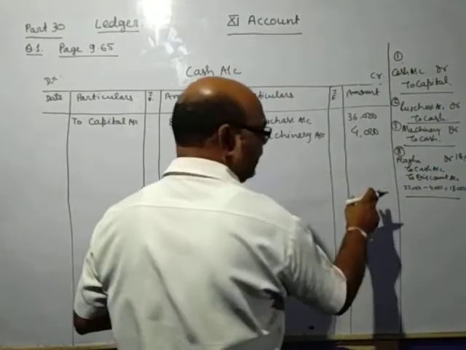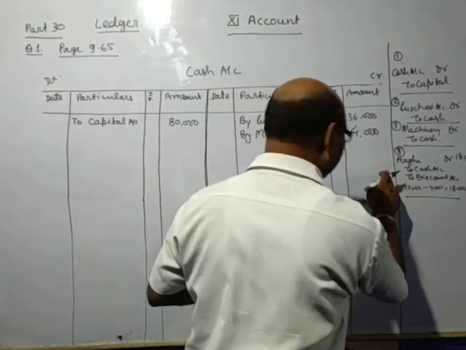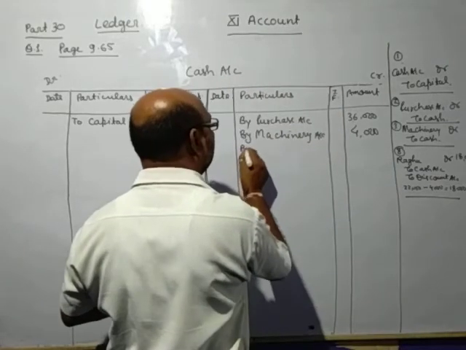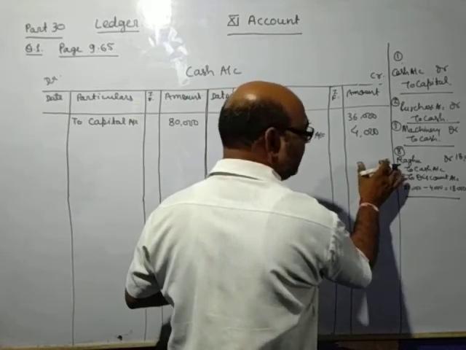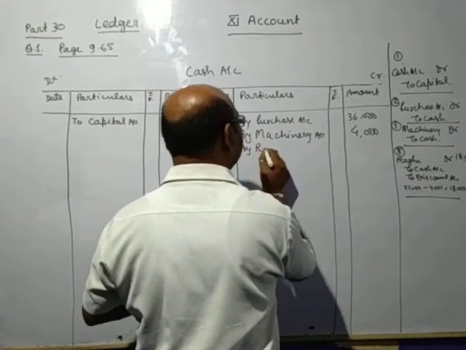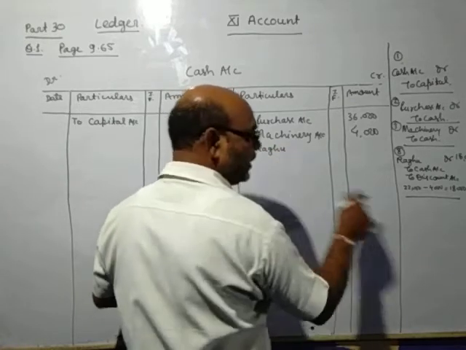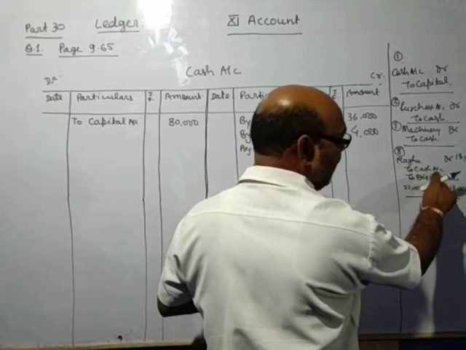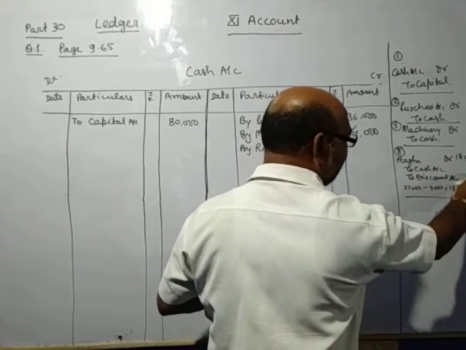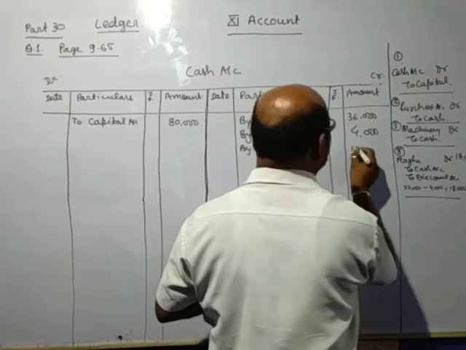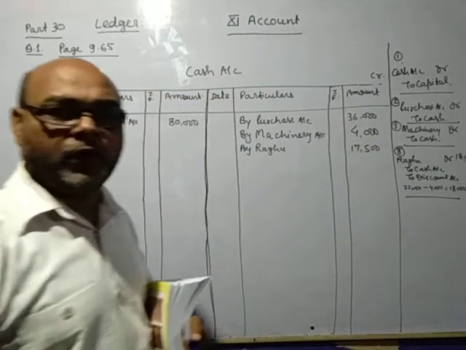Now here see, cash is credit. So on the cash account credit side you will write, but write the name of the debit item. Debit item is Raghu, by Raghu. But keep in mind, you are making the cash account, so the amount paid in cash is 17,500. So only 17,500 you will write.